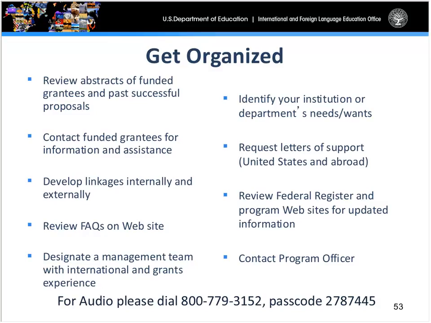As we mentioned before, you definitely want to review the Federal Register and grants.gov for detailed information. I know the application is long, but we really do have a lot of information there so that everything is at your disposal. You also want to request letters of support from your partners abroad and also here in the United States if you have them, and you want to include those in your application.